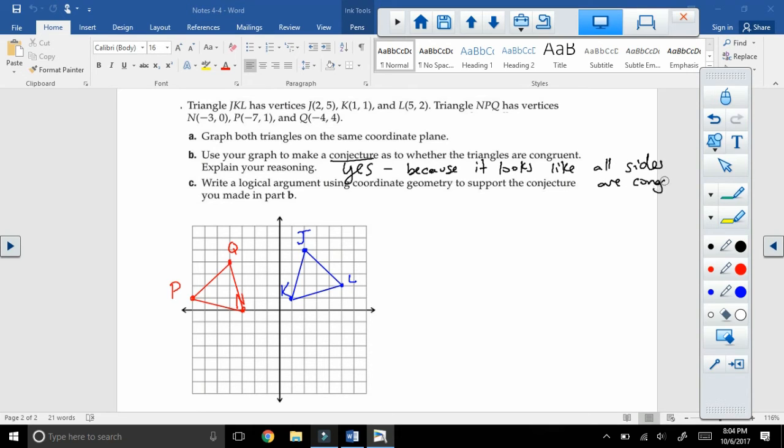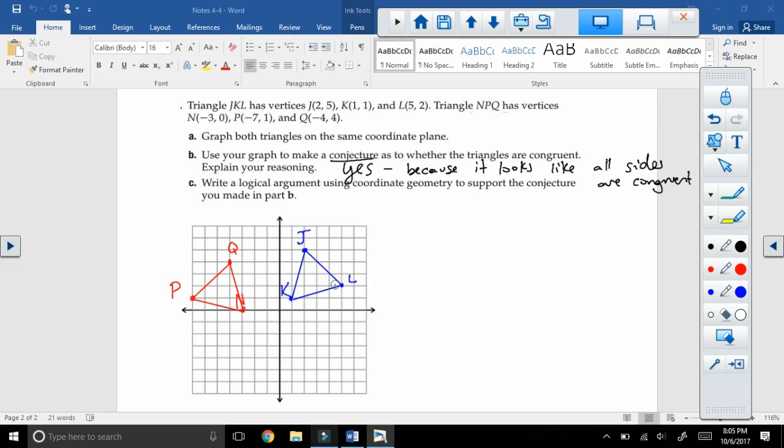And I guess what I mean by that is all the pairs of corresponding sides look congruent. And it actually doesn't look like they're that far off within themselves being congruent also. So then part C, this is the part that's not going to be the funnest, but it is necessary. It says write a logical argument using coordinate geometry, so using the actual points on here to support the conjecture we made in part B.